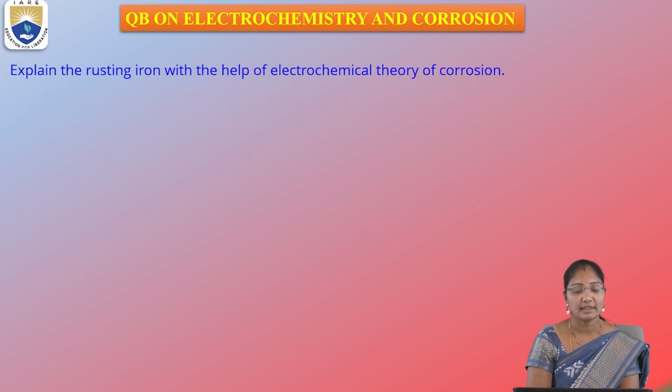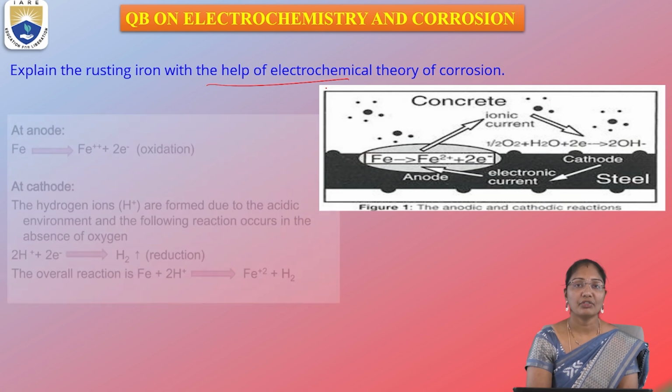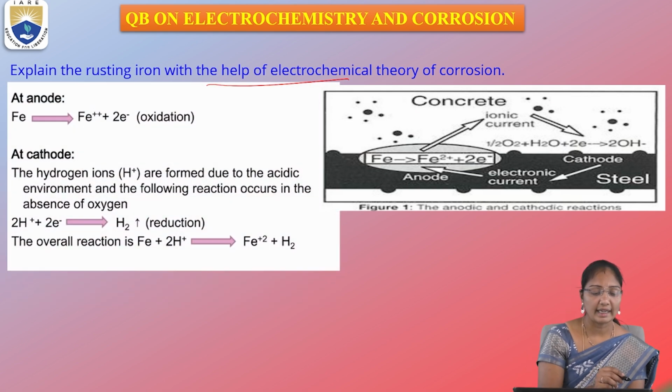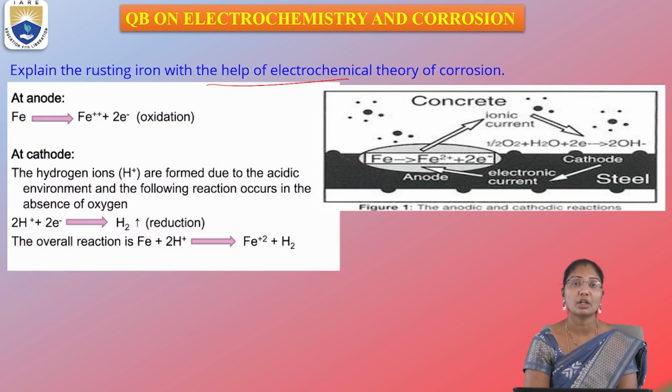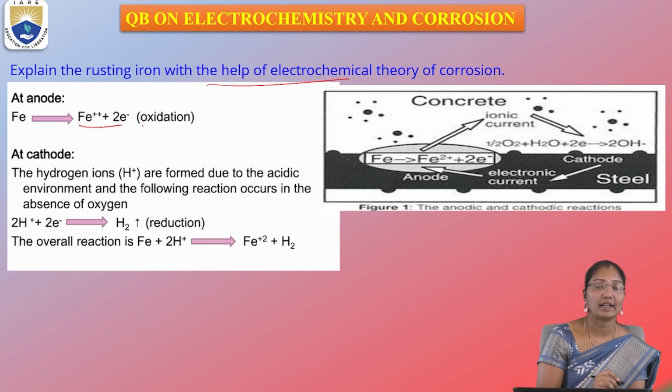So explain the rusting of iron with the help of the electrochemical theory of corrosion. Here the iron rusting is due to the reaction with oxygen or atmospheric humidity or moisture. Here what happens? The iron is going to oxidize. It is going to release its electrons. So it attains a form which is Fe2+ plus 2 electrons.